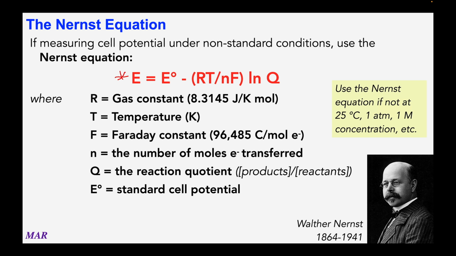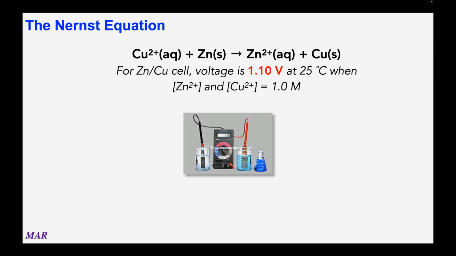And then you plug in the minus RT over nF natural log of Q part to find the non-standard cell potentials. If you put all that together, that's going to give you E, which is the cell potential under the non-standard conditions. A zinc-copper cell shows a potential equal to the standard potential of 1.10 volts when both zinc and copper are in solution at the same concentration. If more copper ion is added to the cathode compartment solution, however, the cell potential increases.